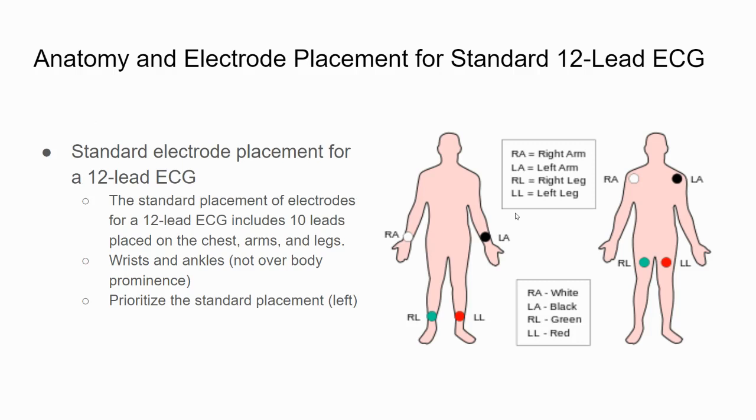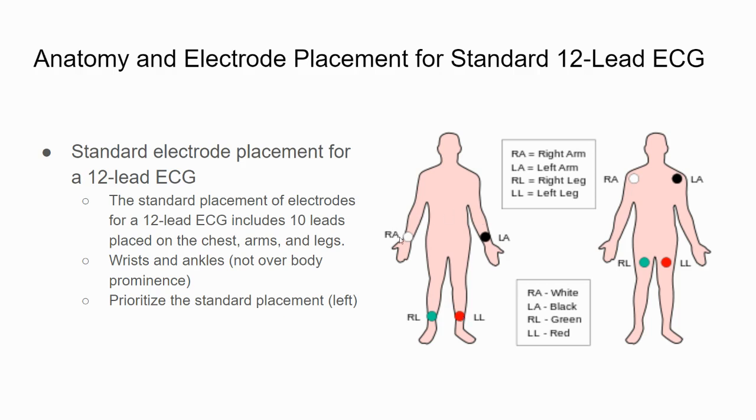So in terms of the standard electrode placement for the 12 lead, this is the preferred method where we'll put the right arm lead, the white lead, on the right wrist, the left arm lead, the black lead, on the left wrist. We will put the green or the ground on the right leg just above the ankle, and then the left leg, the red, just above the ankle on the left leg.